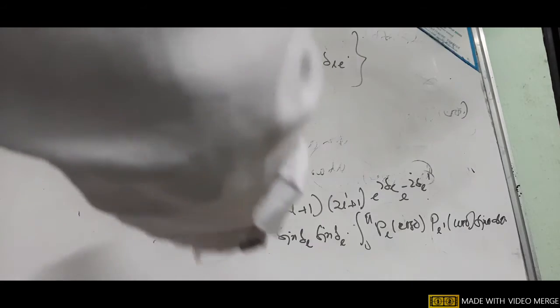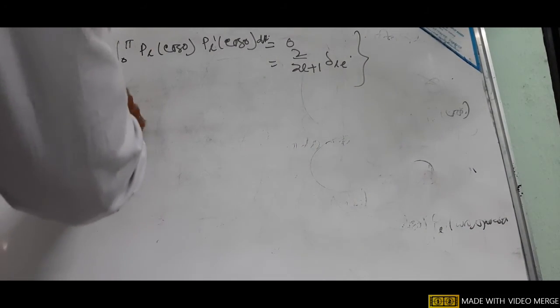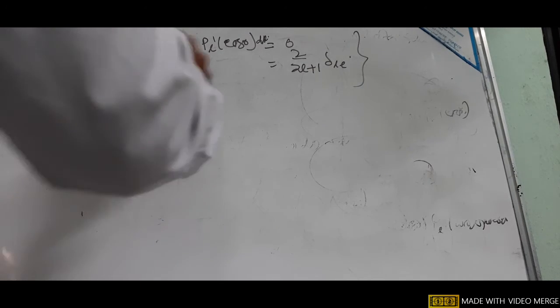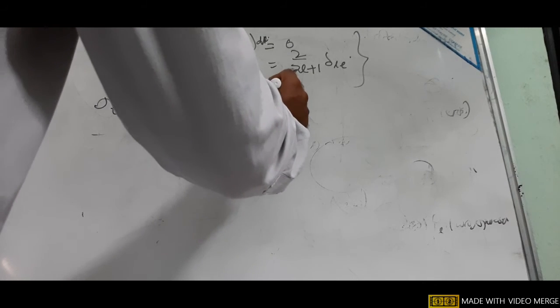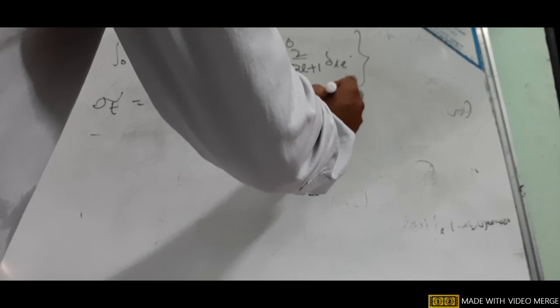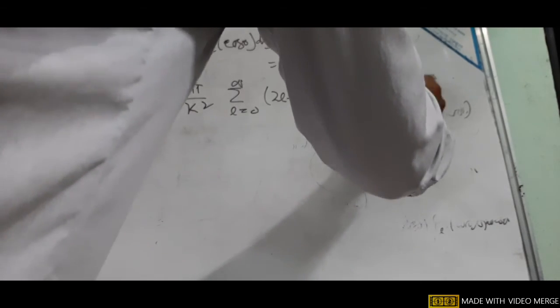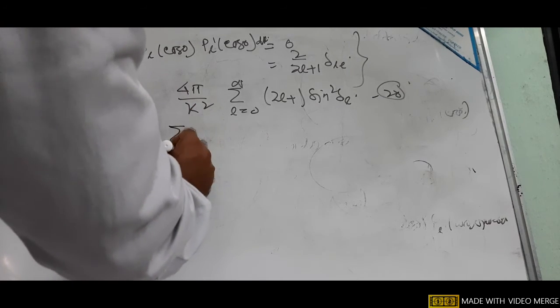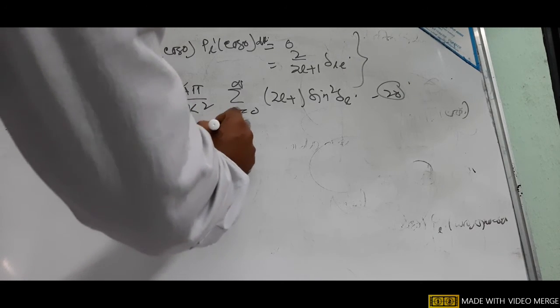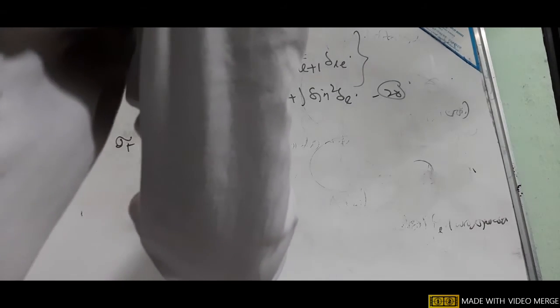So this becomes sigma_t, the total cross section. If you put this value, the total cross section becomes 4 pi by k squared, summation l equal to 0 to infinity, (2l+1) sin squared delta_l. This is equation 20. So sigma_t, the total cross section, is equal to the summation over l of sigma_t,l, which is the partial wave cross section. This is the summation of all partial wave cross sections that gives you the total cross section.